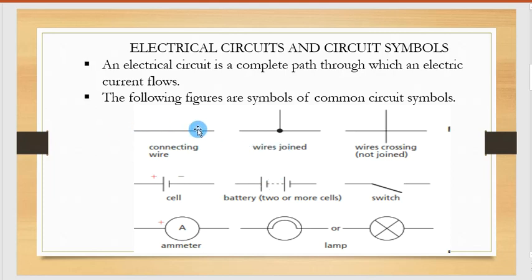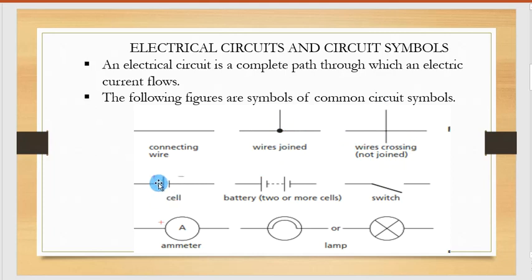So a line like this one simply represents connecting wire. Then a line and another one meeting at a point with a dot like that represents wires joined. So that's a junction there, so the two wires are joined. Then wires like this represent wires crossing each other, so they are not joined. So there is a difference between this arrangement and this arrangement.